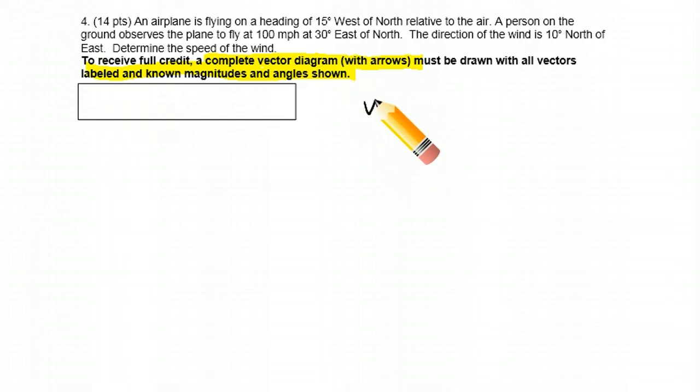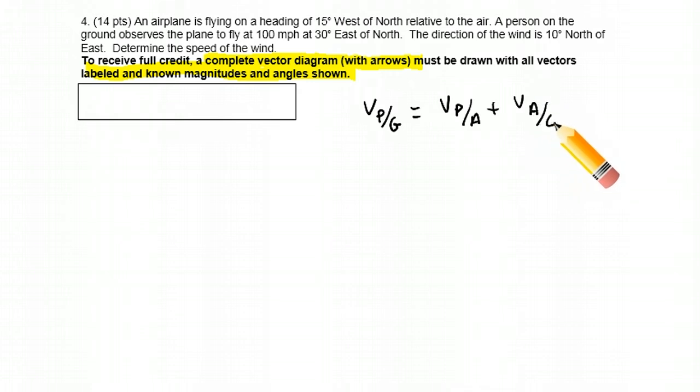Our vector diagram is going to represent the velocity of the plane with respect to ground being equal to the velocity of the plane with respect to the air plus the velocity of the air with respect to the ground. And this is the wind. Okay.